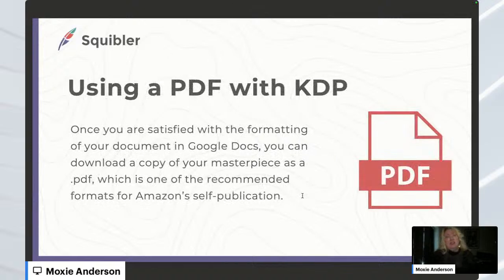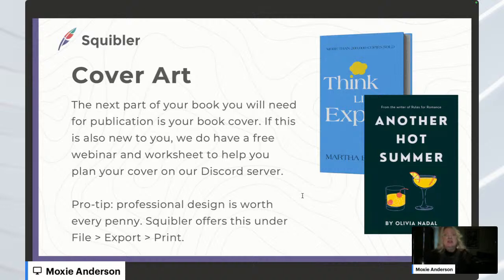So as I said, Amazon does recommend a PDF with KDP. So once you're satisfied with your formatting, you've got it looking the way that you'd like, you can download a copy of your masterpiece as a PDF, and then you're going to be able to upload it that way as well. It will take Microsoft Word and text files as well, but they do recommend PDF. So then you're going to have a copy of your document ready to upload.